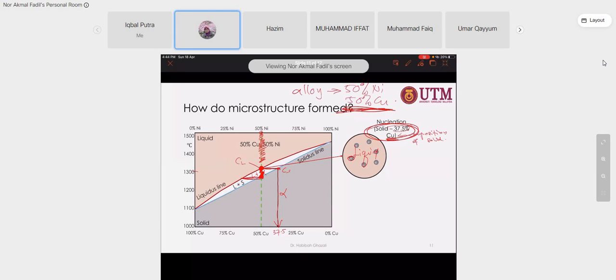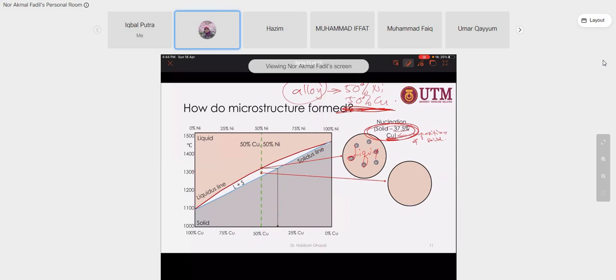here, this is CS, this is CL. If there's still an amount of liquid, the composition of the liquid is about, I don't know, 35 or 60 or 65% of copper. But what about the solid? The solid is 50%. So when it is 100% solidified, your alloy contains 50% copper. That's correct.